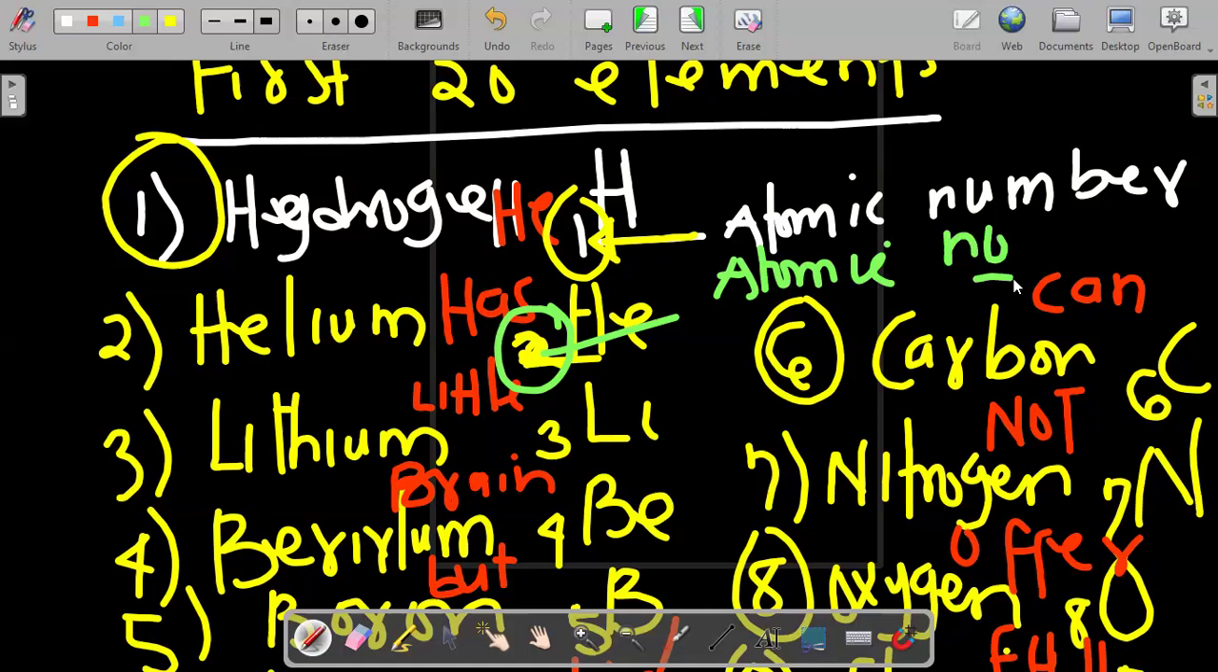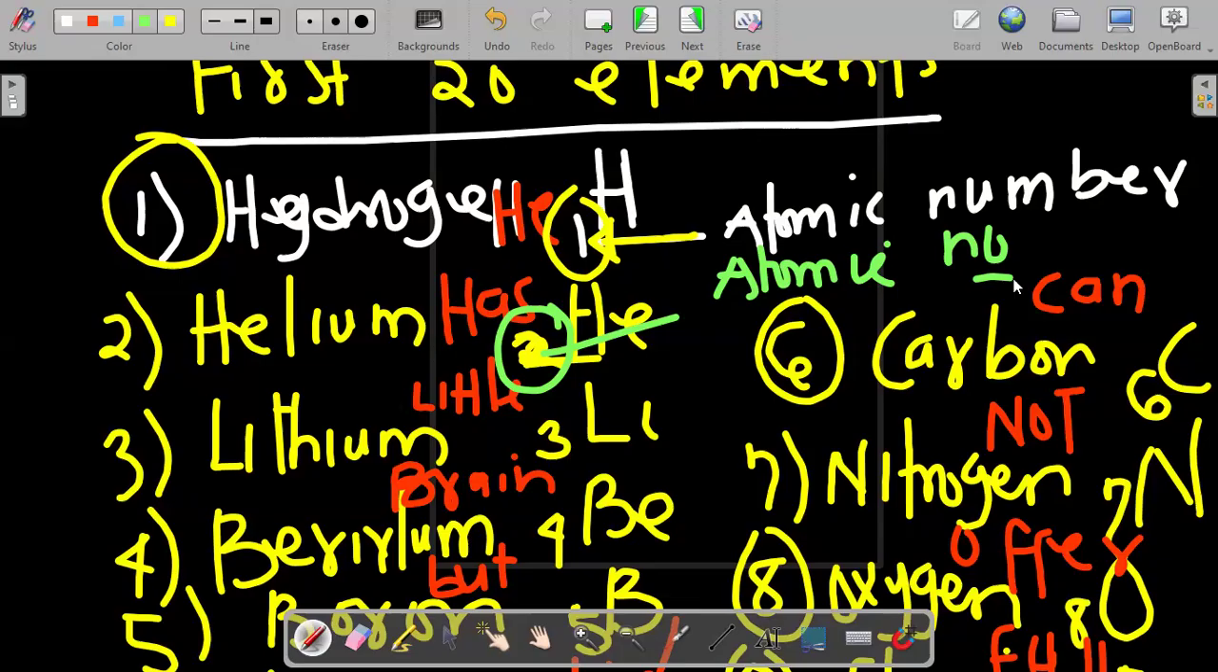So why are we considering that? Why do we put the atomic number into consideration? Because the periodic table says that elements are arranged in order of increasing atomic number. Are you hearing?